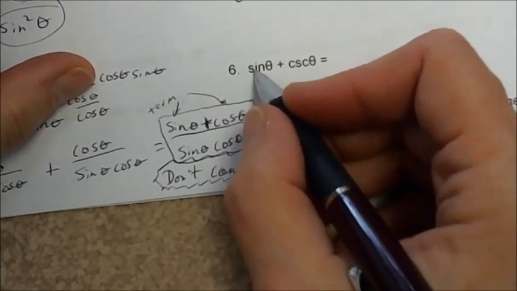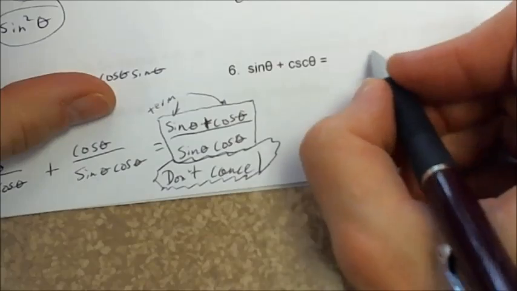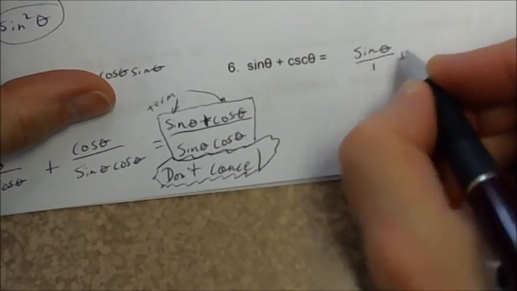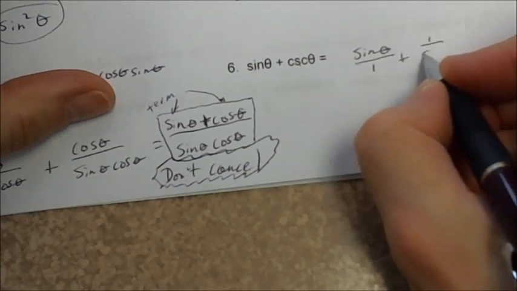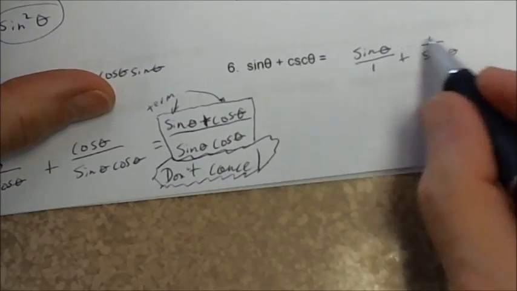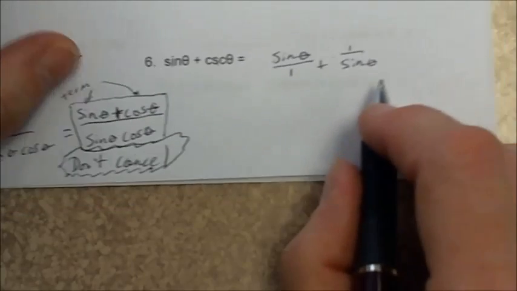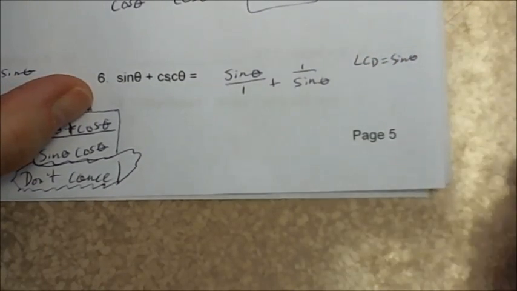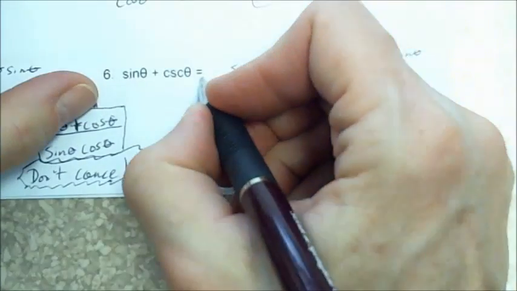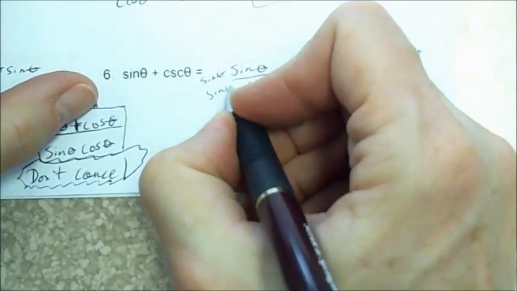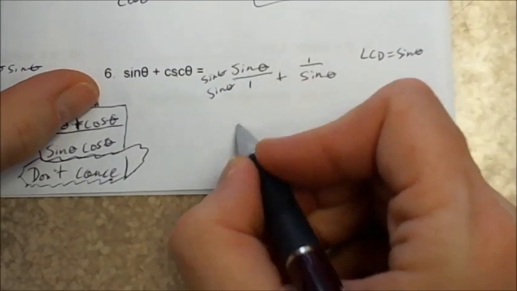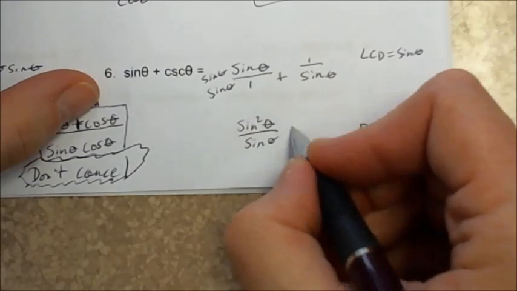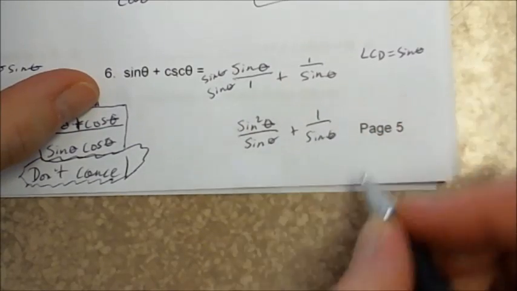And then the last one, sine. So sine can't be changed, so it's just the sine. Sometimes it's easy if you just put a 1 underneath it. And cosecant is 1 over the sine. Well, you can't add 2 fractions unless the denominators are the same. So you have an LCD, which is equal to the sine. So we're going to multiply top and bottom by sine of theta. Top and bottom. Sine times sine is sine squared over sine plus 1 over sine.